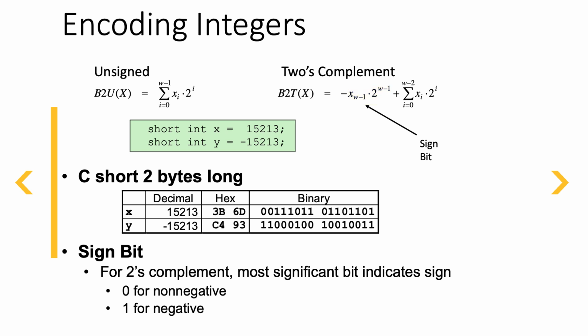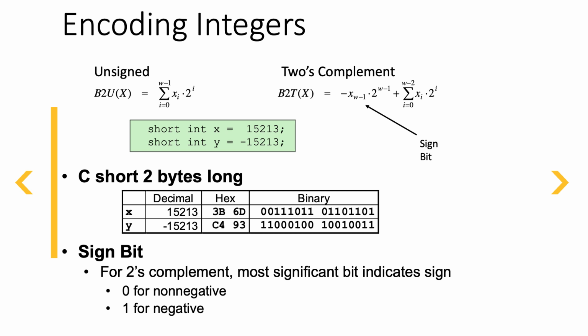Now, let's put that aside for a second, and if you don't quite see how that's coming together yet, don't worry about it, because we're going to go through a couple of examples. Refer back to these functions as we do that, and you'll see how it all comes together. So let's start by taking a couple of short integers. One will be positive 15,213, and the other will be negative 15,213, and let's see how this all works.